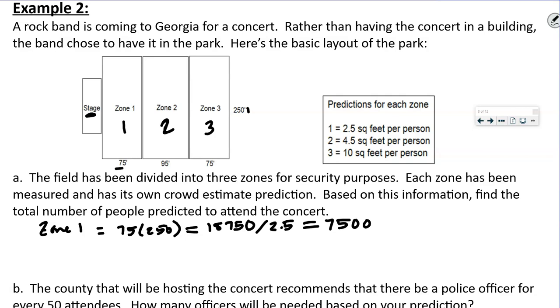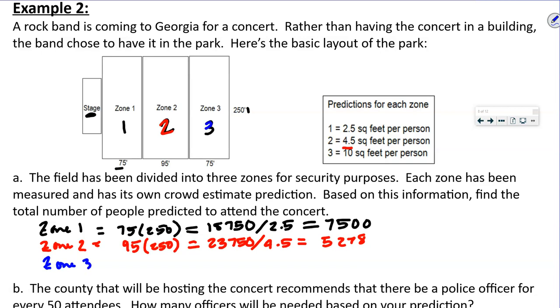Then we're going to go to zone 2 here. Let's do it in a different color, okay? So this time for zone 2, we're going to do the same thing, 95 this time times our 250. And that's going to give us 23,750. And for zone 2, it said 4.5, so we're going to divide that by 4.5. And for that zone, we have 5,278.